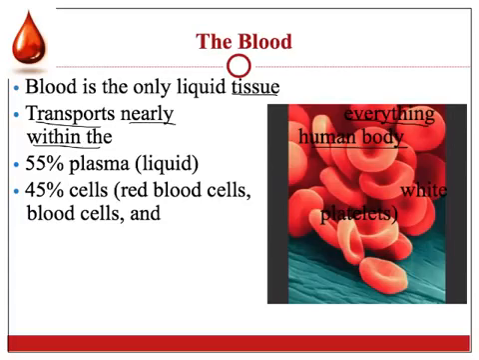It's a little bit more than half made up of plasma, which is the liquid in the blood. That's 55%. And then a little bit less than half of it is made up of cells, which include red blood cells. And then over here you see I have white blood cells and platelets. So there are three cell types: red blood cells, white blood cells, and platelets.